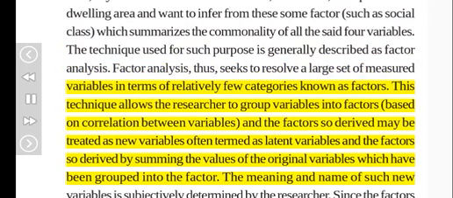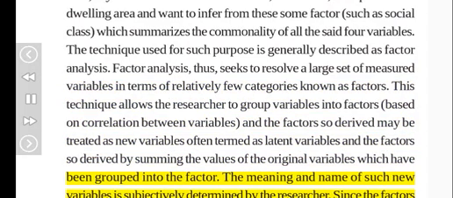This technique allows the researcher to group variables into factors based on correlation between variables, and the factors derived may be treated as new variables, often termed latent variables. The factors are derived by summing the values of the original variables which have been grouped into the factor. The meaning and name of such new variables is subjectively determined by the researcher.